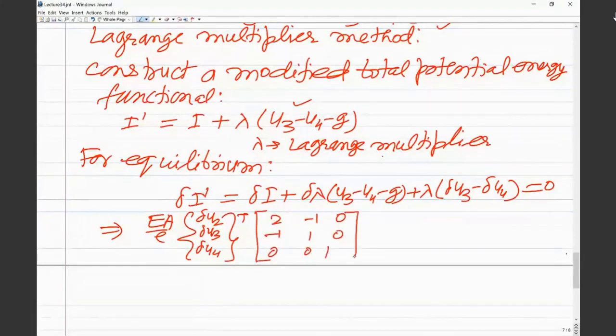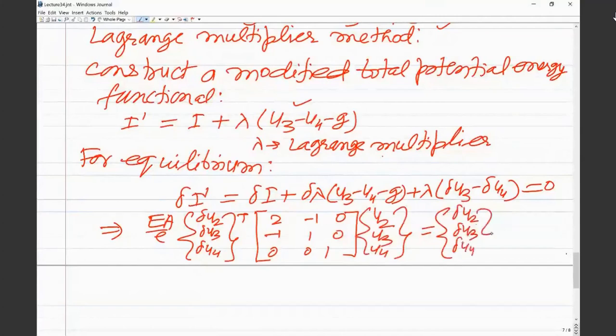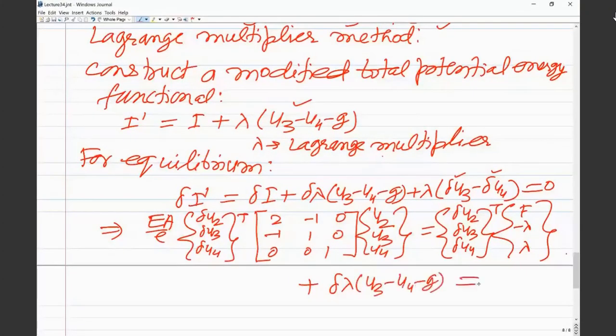So that's the same thing, into u2 u3 u4. Now the same equation is equal to, on the right hand side, we will have delta u2, delta u3 and delta u4 transpose, and now you see delta u3 and u4 have got this lambda term. So we will have f minus lambda and plus lambda when you take it to the right hand side, and of course we will have this delta lambda. We still have delta lambda into u3 minus u4 minus g equal to 0. The whole thing is equal to 0.